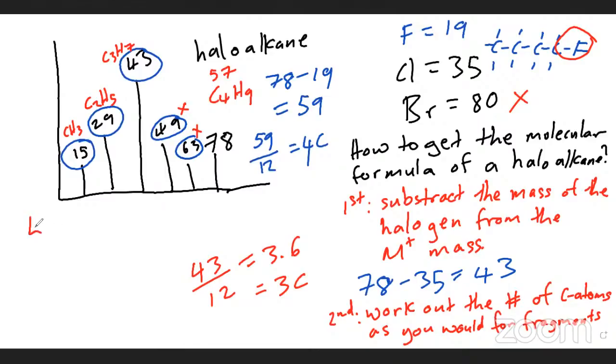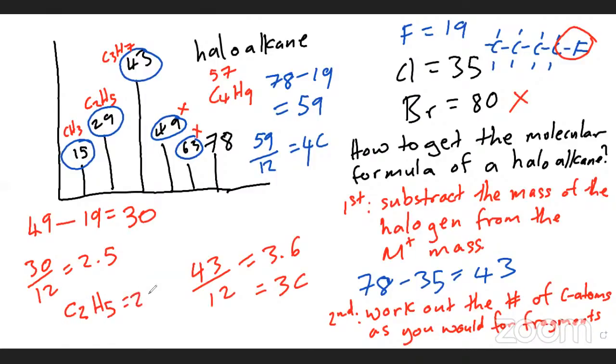So what you're going to do, write the mass of your fragment, subtract the mass of fluorine from it. 49 minus 19, that would be 30. Right? Now 30 divided by 12, you would get 2.5, right? Which means that you must have 2 carbons. When you have 2 carbons, you must have 5 hydrogens, right? C2H5, that is a mass of 29, right?